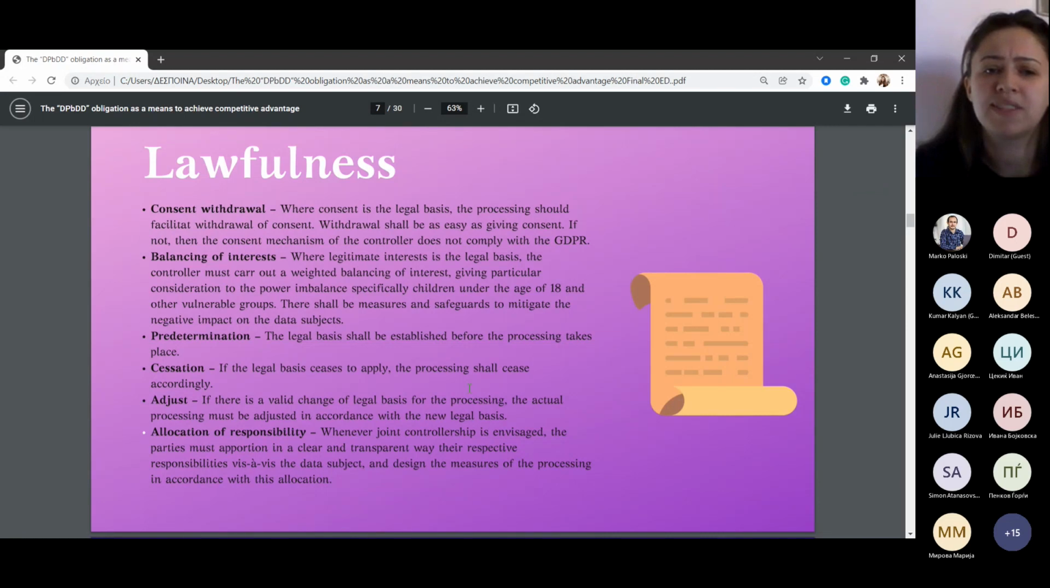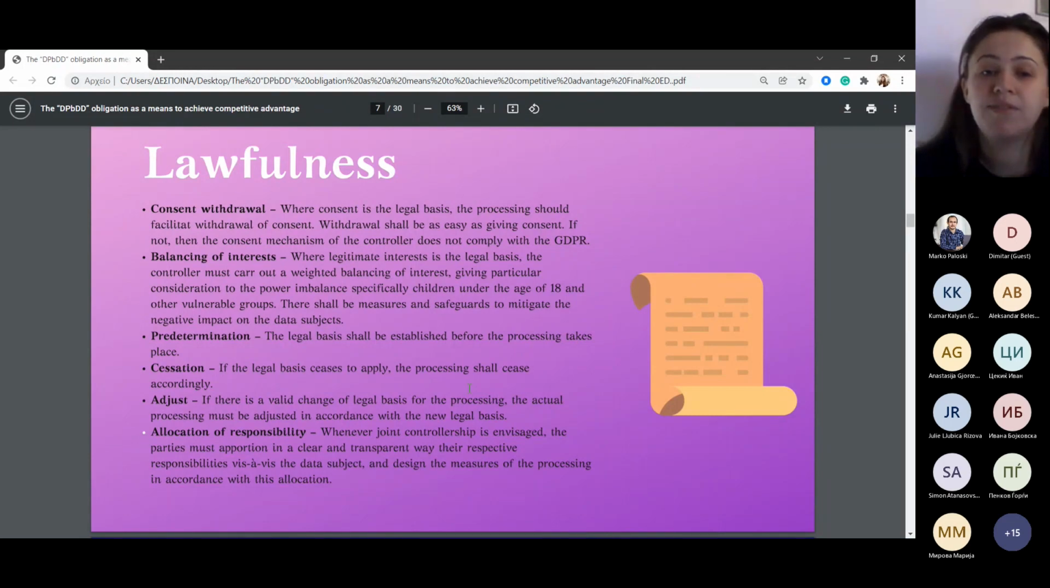Lawfulness also relates to balancing of interests. Where legitimate interest is the legal basis, the controller must carry out a weighted balancing of interests, giving particular consideration to the power imbalance, specifically regarding children under the age of 18 and other vulnerable groups. There shall be measures and safeguards to mitigate the negative impact on the data subjects. Lawfulness also has to do with predetermination. The legal basis shall be established before the processing takes place. And also, if the legal basis ceases to apply, the processing shall cease accordingly.